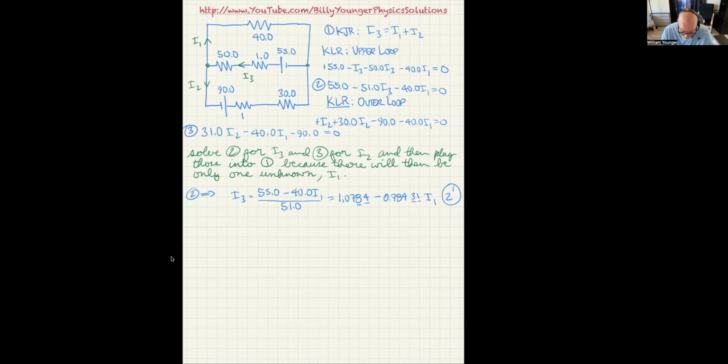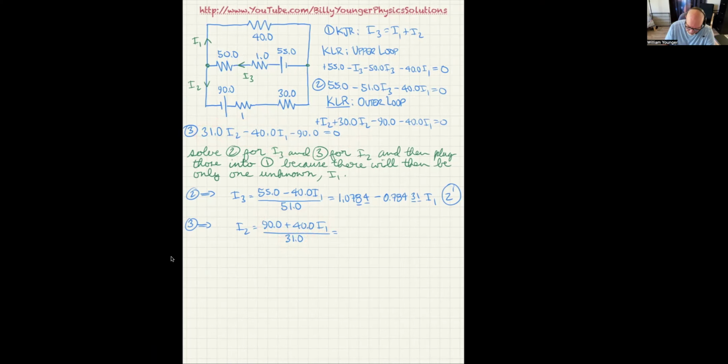Now I'm going to do the same thing with equation 3. And you can see that in this case, when I'm solving for I2, I could leave the 31 I2 on this side, and I could pull the 90 over here. It'll become positive. I could pull the minus 40 I1 over there. That'll become positive as well. So I'll get 90 plus 40 I1, and then all I have to do is divide by the coefficient of I2, and that would be the 31.0. Again, we're going to break this up into fractions, 90 over 31.0 plus 40 over 31.0 times I1.